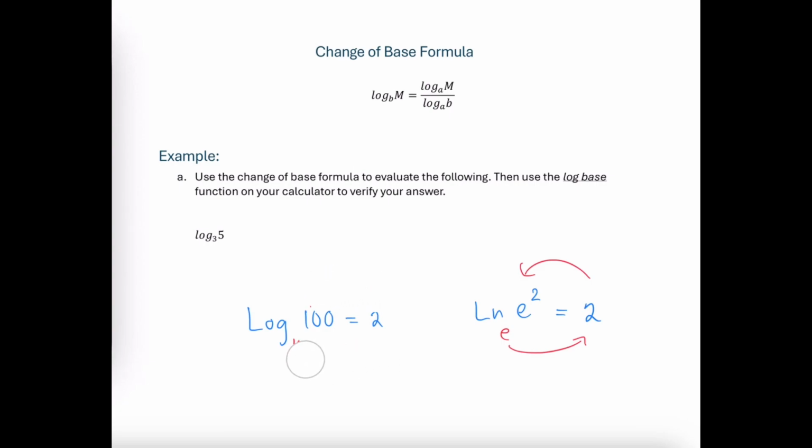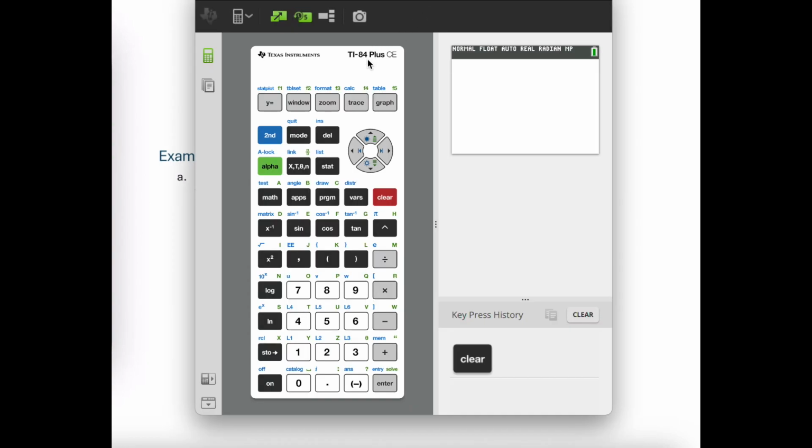Let's see how we would evaluate that on our calculator, because we are able to with these two common base buttons. So here we have a TI-84 and we're looking at a log button right here to the left of the keypad. This is implied base 10. So if we hit log, implied base 10, of 100 and then evaluate, we're going to get 2 as the output.